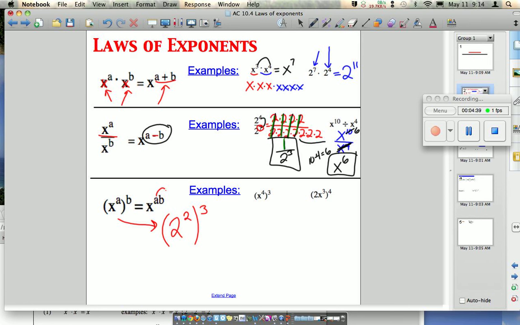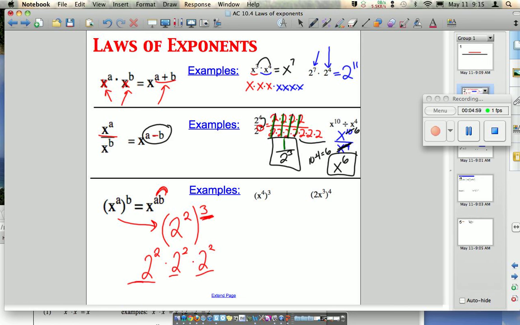The instructions say that I should do a times b according to this law. Let's take a look at why. Remember, 2 to the 3rd power means I'm going to write this 3 times. So I'm multiplying the inside by itself 3 times. 1, 2, 3.